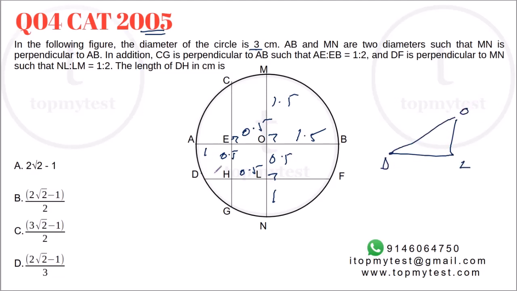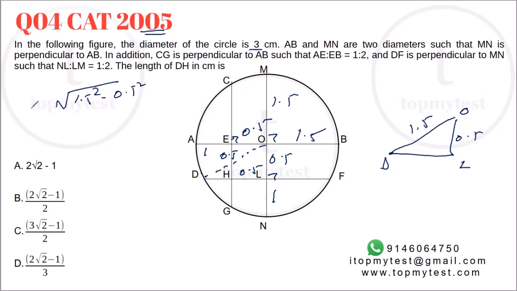OD is your radius of the circle, which is 1.5. OL is 0.5. So you can find the length DL. What will be the length DL? Square root of 1.5 square minus 0.5 square.